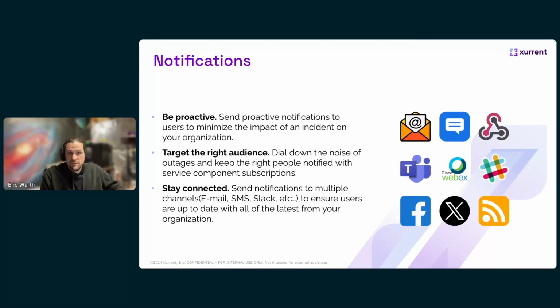So being proactive, we can send out emails, text messages, Slack, MS Teams, Cisco WebEx. We can do RSS feed updates, webhook posts. We can send out things like Twitter and Facebook. If you can think of a way to get information out relative to your incident, we more than likely support it. And more specifically, I mentioned this in the last slide, we want to target the right audience.